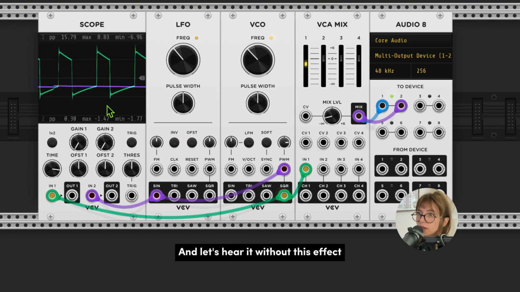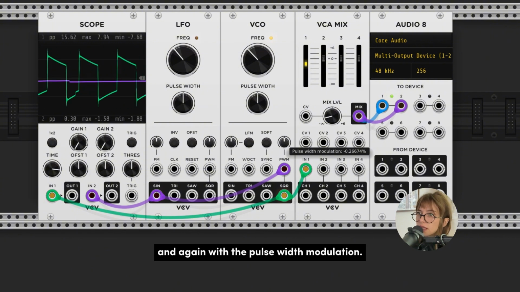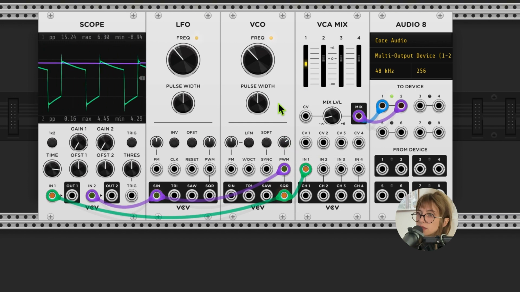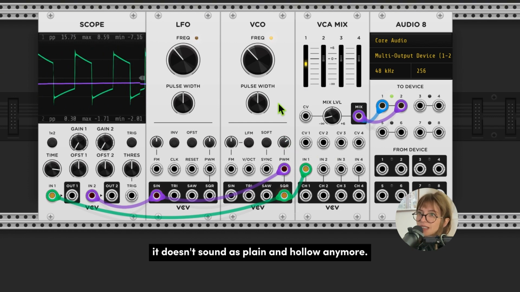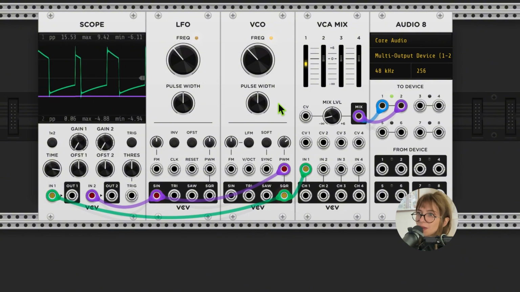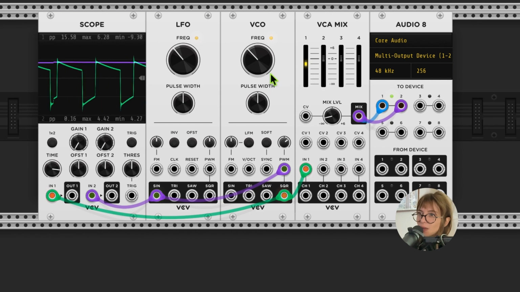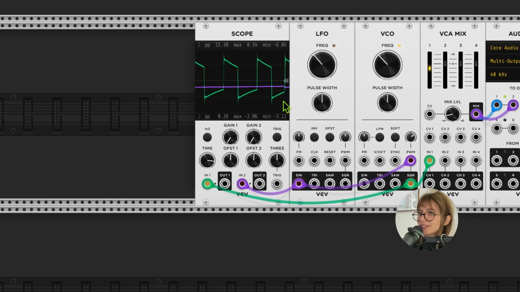And let's hear it without this effect. And again with the pulse width modulation. So this is cool, right? It doesn't sound as plain and hollow anymore. But why does this actually happen? Why does it sound different? I want to know everything, so let's quickly have a look.